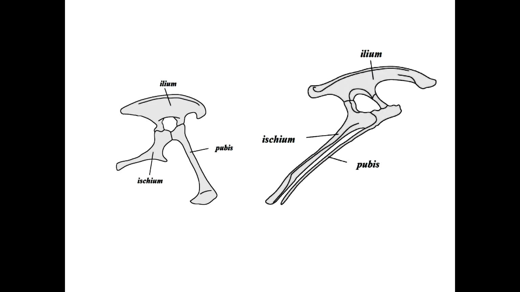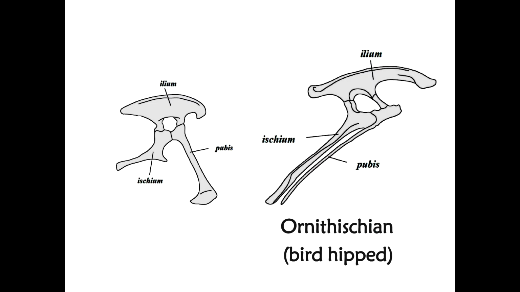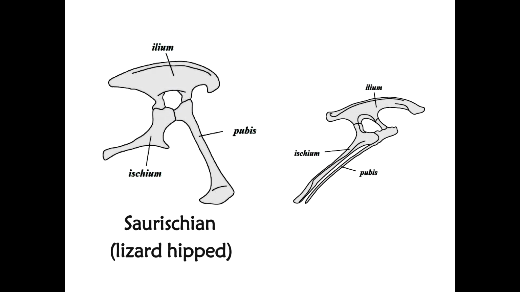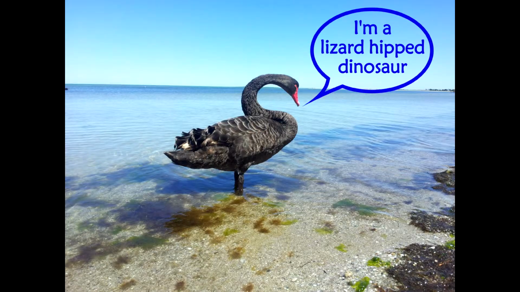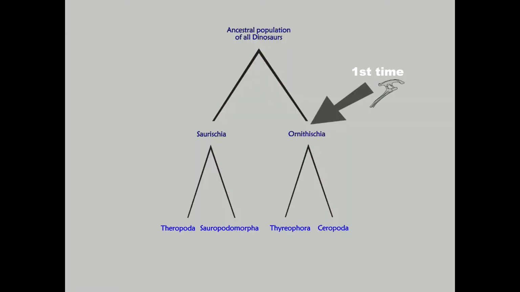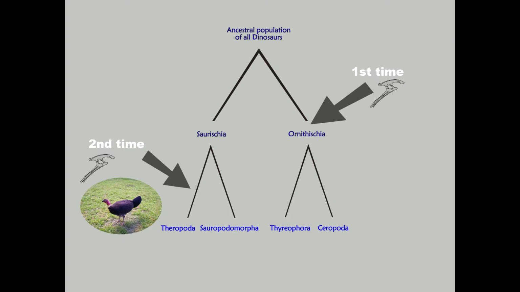Birds have a pubis that points backward and lies parallel with the ischium. So dinosaurs that have a backward-pointing pubis are called ornithischian, or bird-hipped dinosaurs. Those whose pubis points forward are called saurischian, or lizard-hipped dinosaurs. Somewhat confusingly, birds are themselves saurischian, lizard-hipped, not ornithischian. The backward-pointing pubis evolved twice, once early on in the ancestors of ornithischians, and again millions of years later in a group of saurischians, the ancestors of birds.